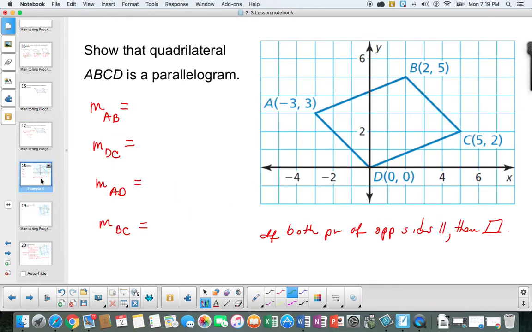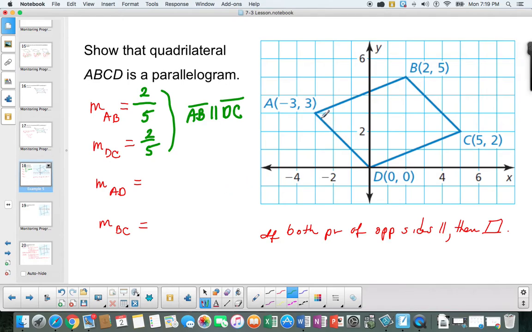Okay, let's do a coordinate proof. We want to show that this is a parallelogram, and I'm going to look at slopes here. So I'm going to find the slope of AB, and this looks like its rise is 2 and run is 1, 2, 3, 4, 5. Now I'm going to find the slope of DC, up 2 and then over 5. Now since these slopes are the same, then this tells me that segment AB is parallel to segment DC, because if slopes are the same, then they're parallel lines.